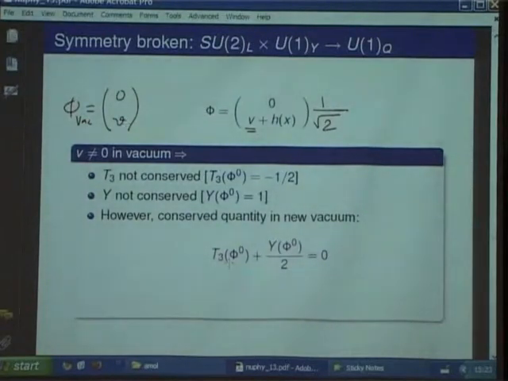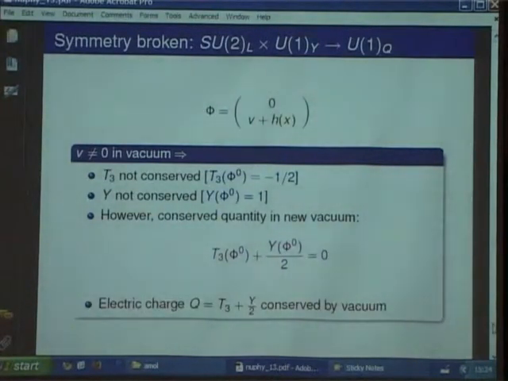However, it turns out that if I look at T3 of phi 0 and Y of phi 0, and make a combination T3 plus Y by 2, that is equal to 0. This means that my vacuum still conserves this combination. This is a combination that we call the electric charge. So we have often seen this relation, right? Q is equal to T3 plus Y by 2.